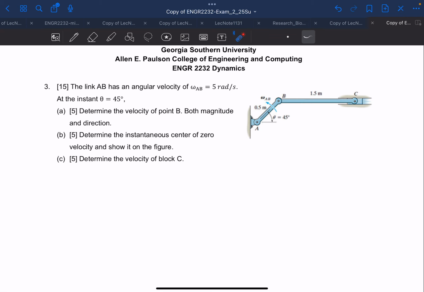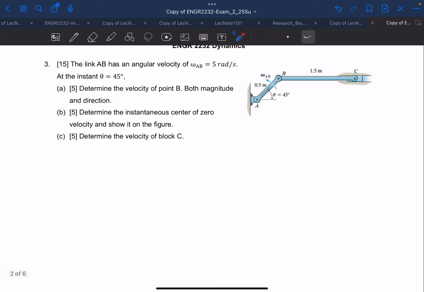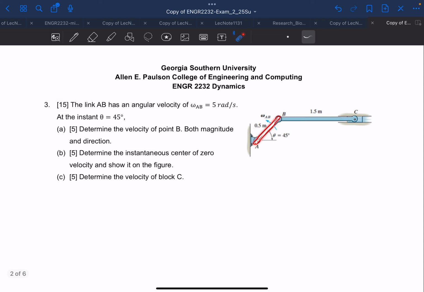And then this one here, the link AB, this guy has a velocity of omega AB, and that's 5 radian per second, and at the instant of theta was 45 degree, we want to determine these things. So determine the velocity of point B, both magnitude and direction, and determine the instantaneous center of zero velocity and show it on the figure, and we want to determine the velocity of block C.